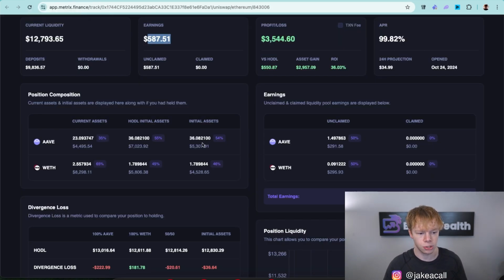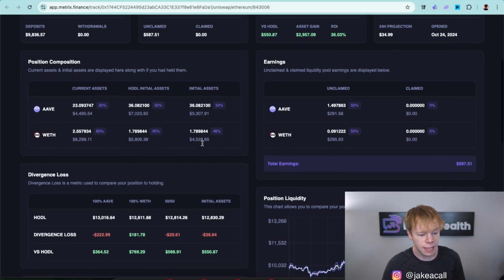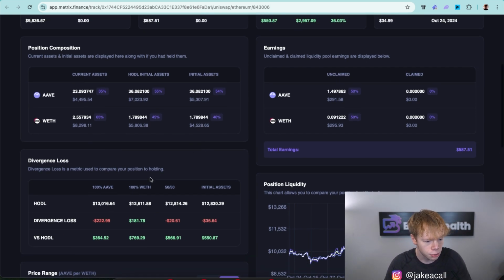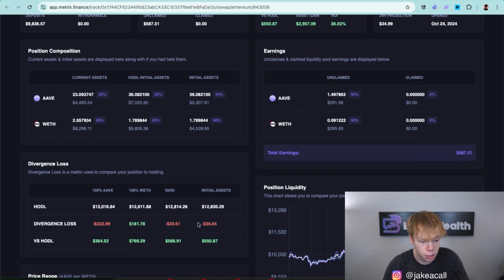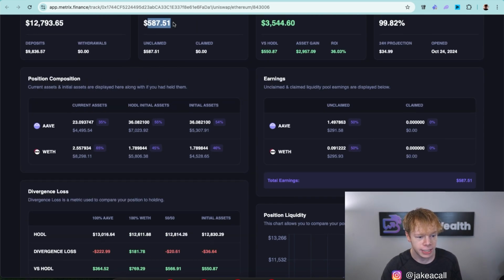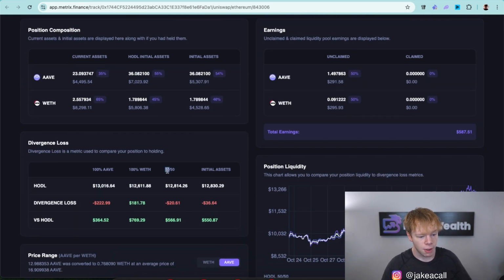Guys, if you don't know what divergence loss is, that's essentially a metric that says, hey, if you held in the market, you would have X amount more dollars. And if we take a look at that breakdown right over here, you'll see if I held my initial assets, I'd have 12.8K. Since I'm in the liquidity pool, I have slightly less than 12.8K. That's a $35 difference. My $587 trumps that number right there. If I held 50-50, I'd have 12.8K. Once again, that's a $20 difference. My 580 trumps that number right there because I have those earnings.